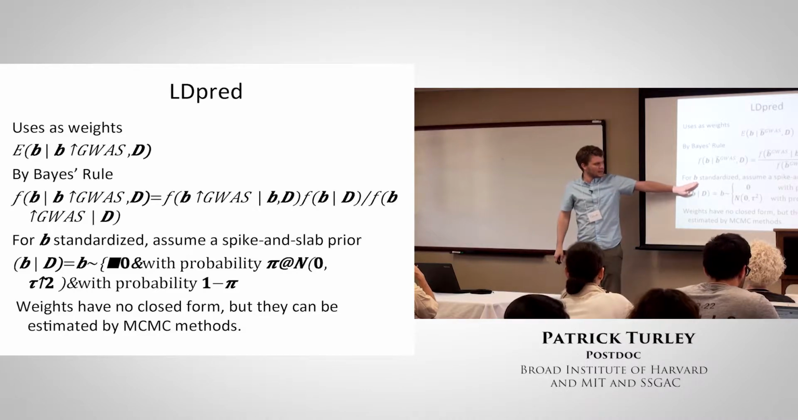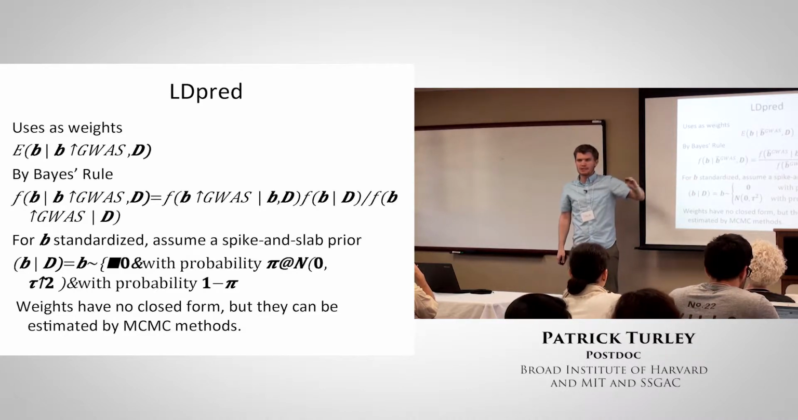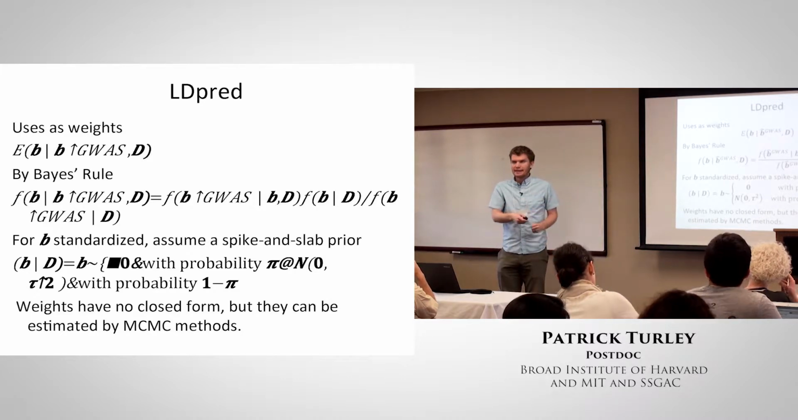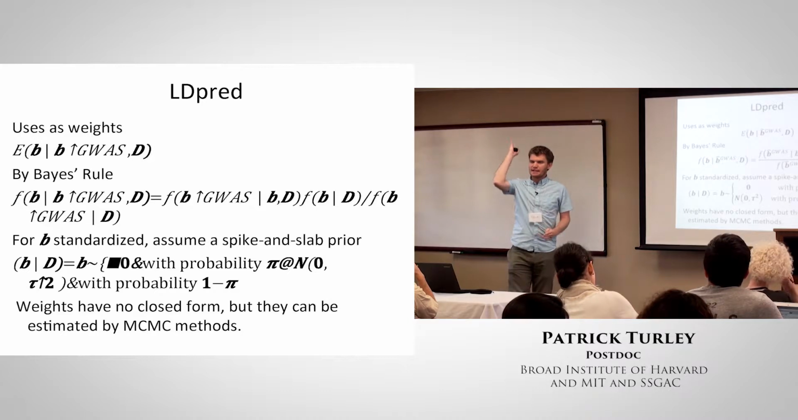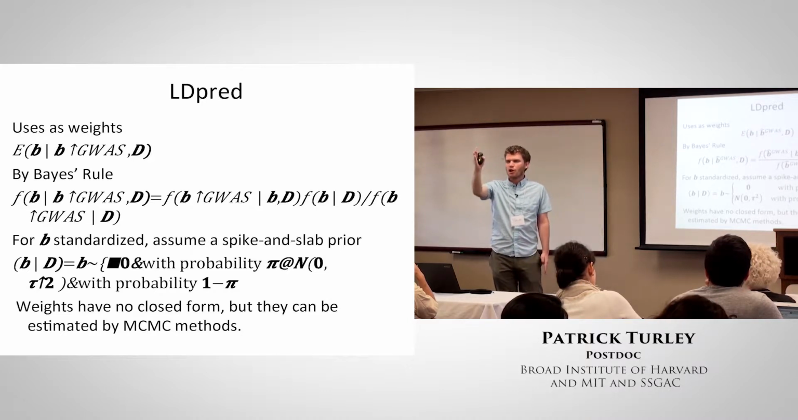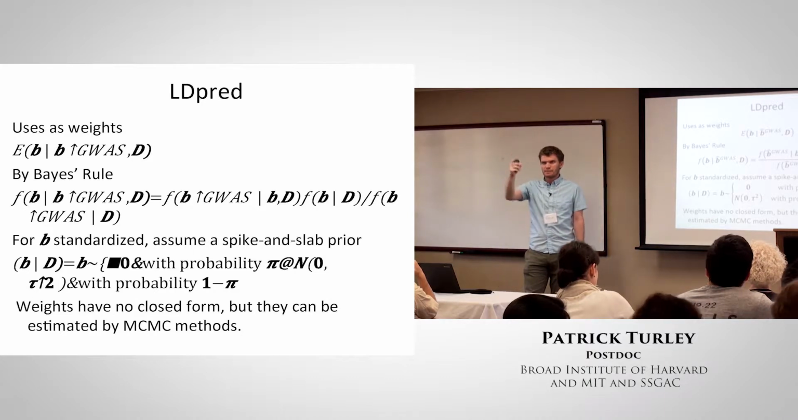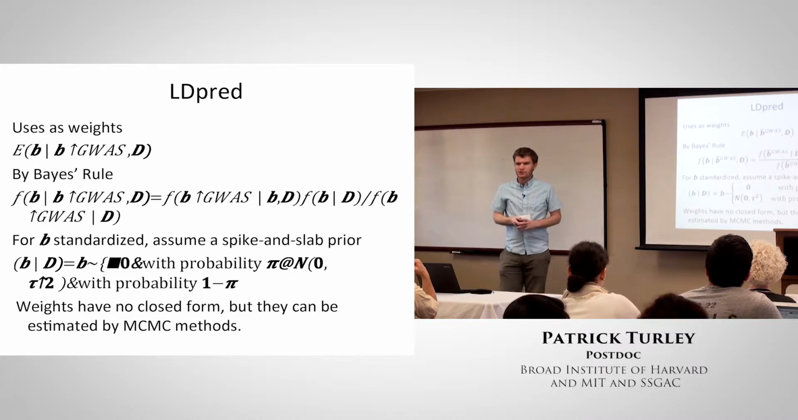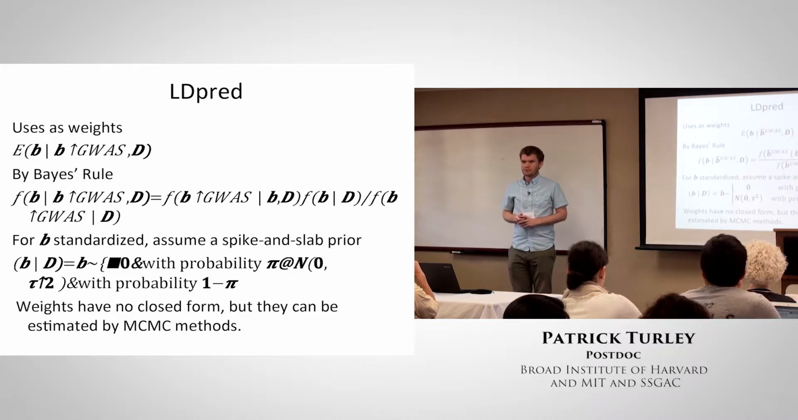If B corresponds to standardized genotypes, then what LD-Pred does is assume a spike and slab prior, which means that there's some probability pi that the SNP is exactly null, that the effect of the SNP is not associated at all with the phenotype we're interested in. And then if it is associated with the phenotype, the effect sizes are drawn from a normal distribution.